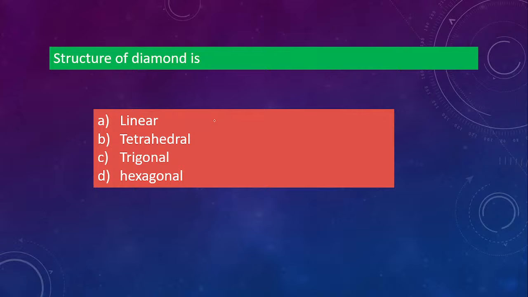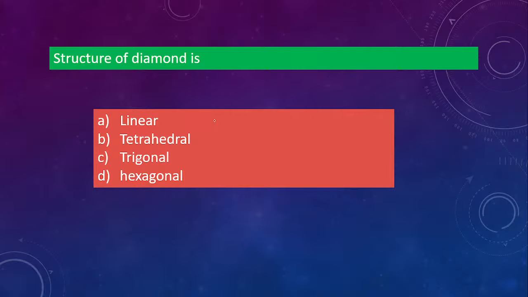Next one. Structure of diamond is: linear, tetrahedral, trigonal, hexagonal. This one should be easy. What will be the answer? Remember the structures of diamond and graphite. Based on that, you tell me whether it will be linear, tetrahedral, trigonal, or hexagonal.